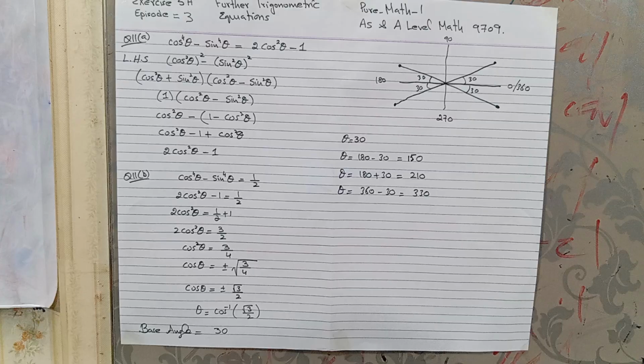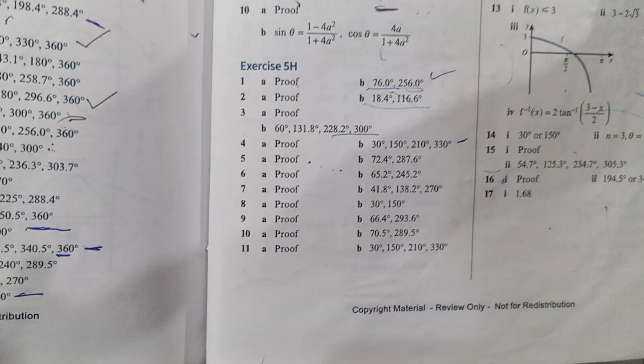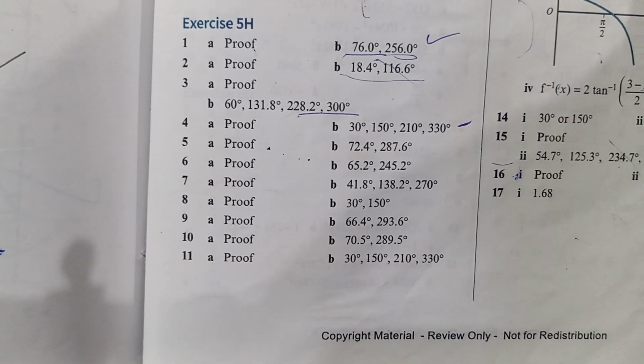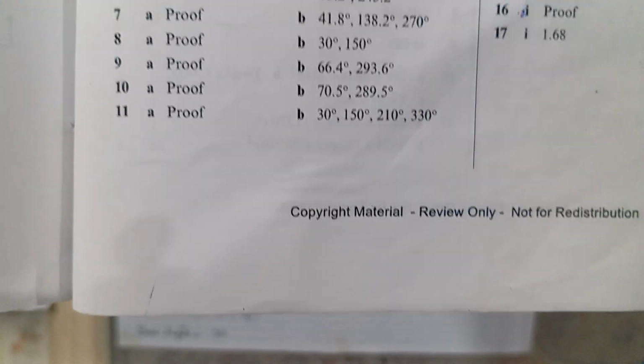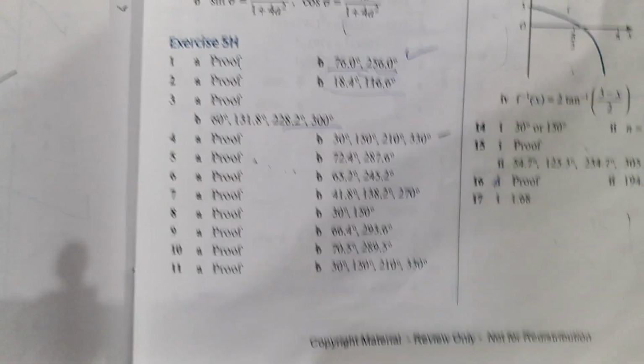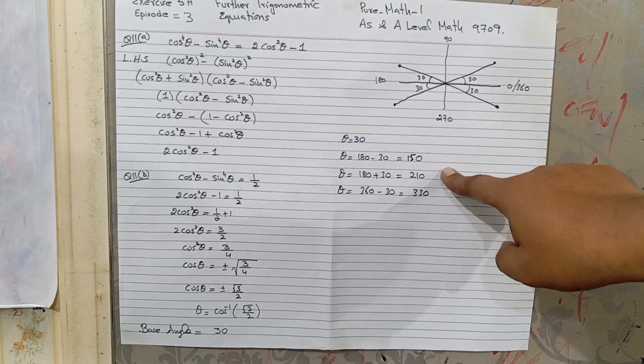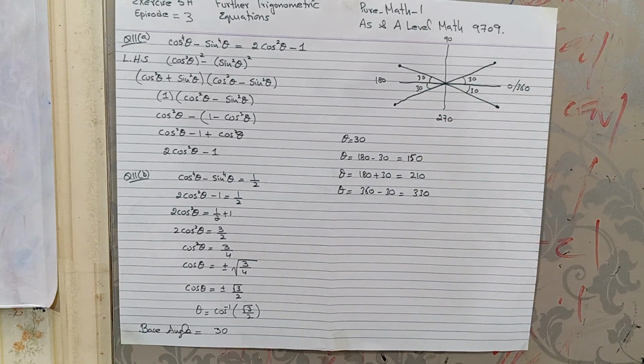Okay, so let me show you the answer of question number 11 of exercise 5H. The answer showing up on your screen is 30, 150, 210, 330. So our answers are right, and we have completed this exercise.